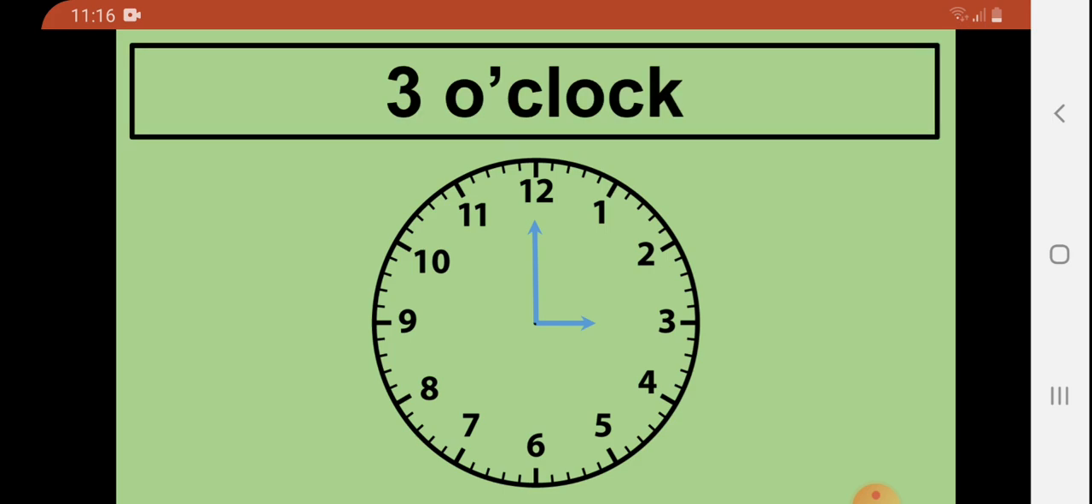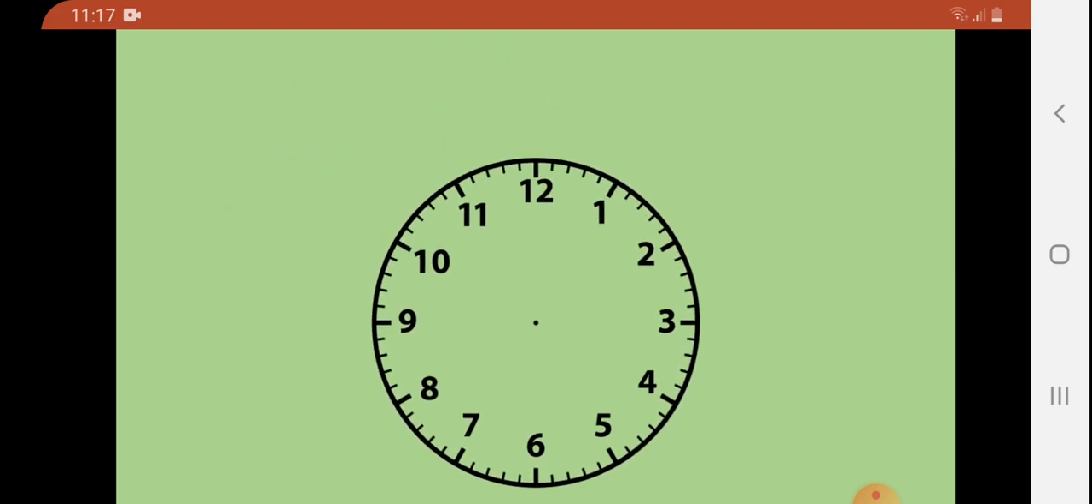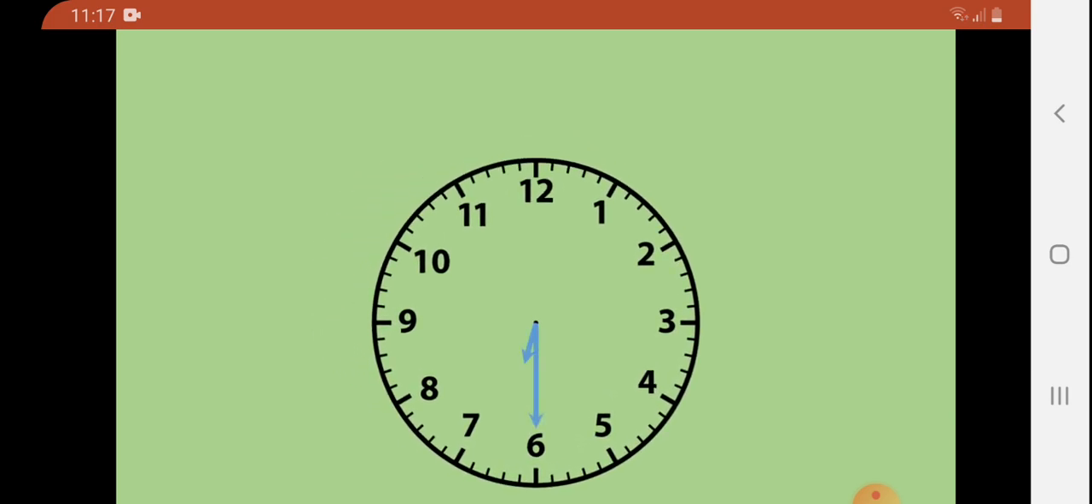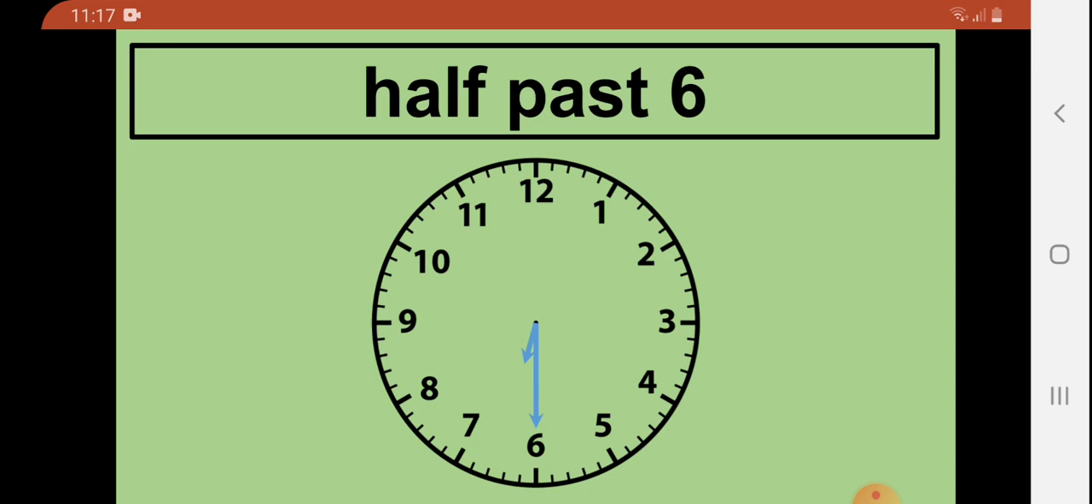Okay, the time is 3 o'clock. Note how the shorter hand is pointing towards 3, and the longer hand is pointing towards 12. That indicates o'clock. 5 o'clock. Be careful. The shorter hand, the hour hand, is between 6 and 7. That should indicate that in this case the time is not o'clock. And the longer hand, once again, is pointing towards the number 6, therefore the time should be half past, and it actually is 6:30.